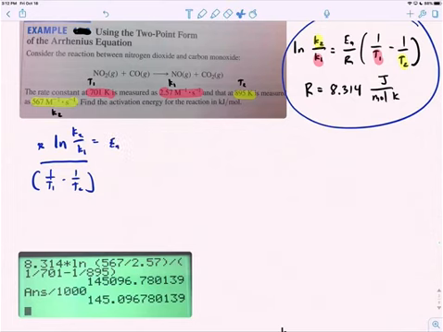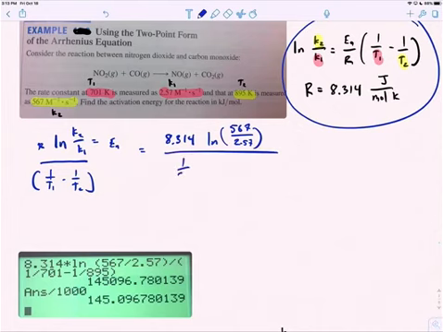You just have to plug in the numbers, and so the activation energy is going to be 8.31 times the natural log of k2, k2 is 567, over 2.57, all over 1 over T1, 1 over 701, minus 1 over 895.